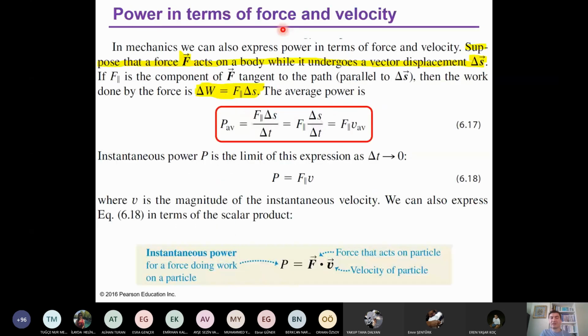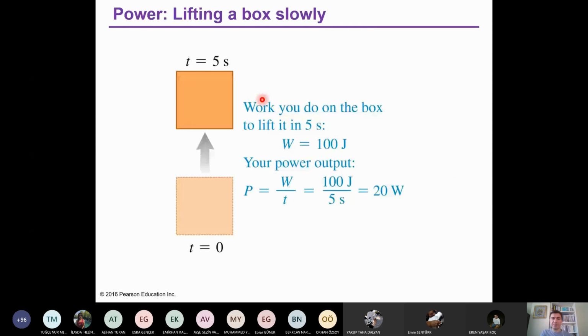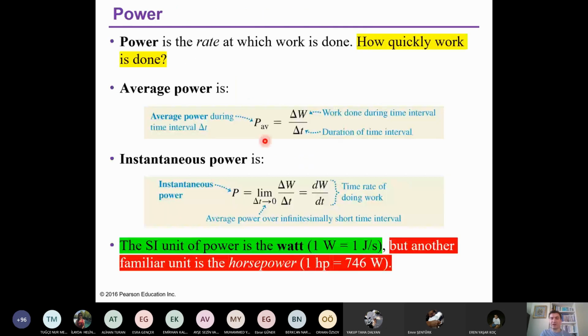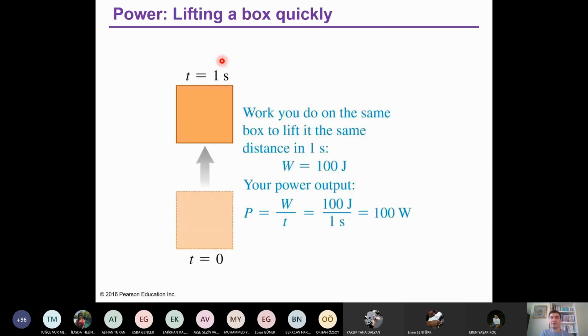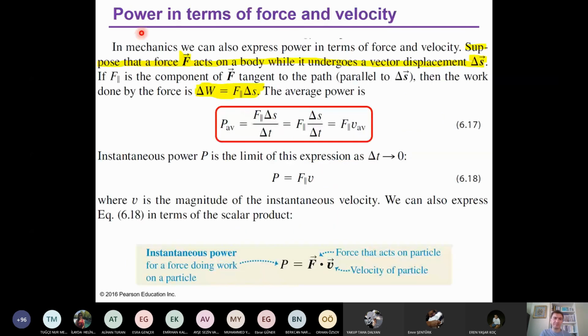Let me discuss the relation between power and velocity. Here we have defined the power with work and time, and now I will define the power in terms of force and velocity.